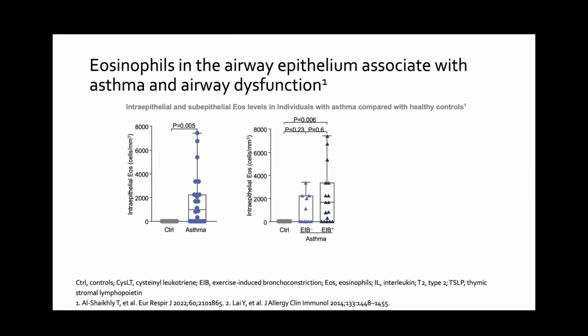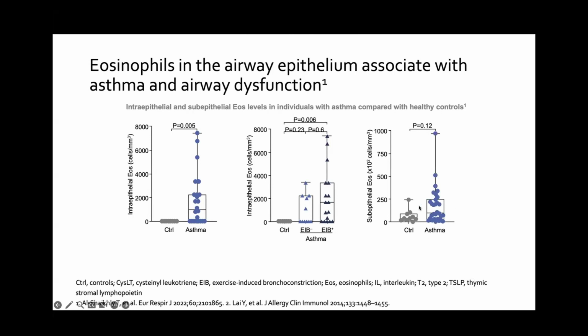So again, that's the total number of intraepithelial eosinophils. You can see in general, it's more with the EIB positive, but here there's a bit more spread. And then the subepithelial EOs, there's actually quite a lot of them in the control group, and a modest amount more in the asthma group, but not statistically significant. So really, being type 2 means you have EOs. They're just not in the epithelium. If you have airway dysfunction, you then have EOs that are in the epithelium.